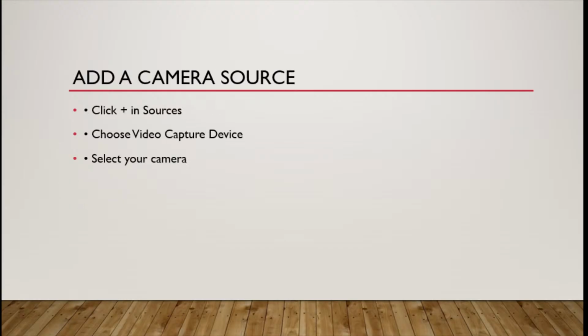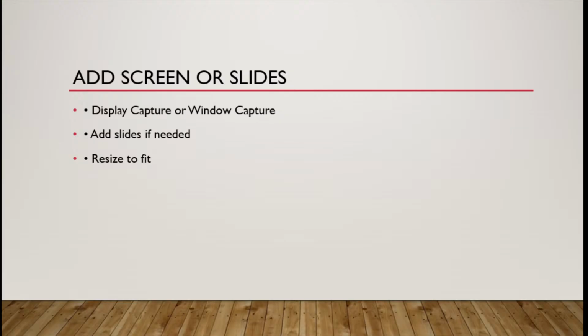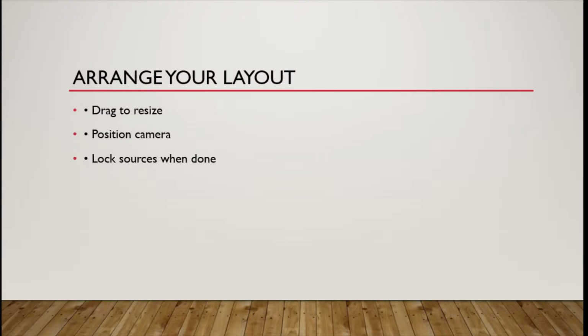You can add a camera source, so you click in Sources and choose your video capture device and select your camera, which should be available there in your video capture devices because it's on your computer monitor. And then you add screen or slides, so you can use a display capture or window capture in Sources to capture the screen, like this one of slides on my other monitor, which is another secret for easy broadcasting: have a second monitor with all your presentation stuff, and you just add slides if needed and resize it to fit.